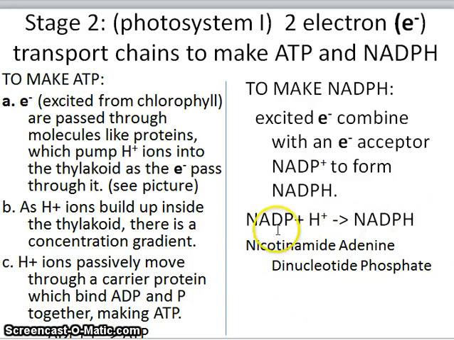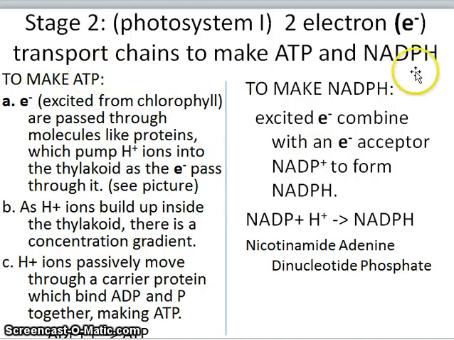Now this is actually the name of NADPH. So it doesn't matter what that name is, but I just put it up there for you. It's nicotinamide adenine dinucleotide phosphate. But you do not have to know that. It's just a really cool thing to say. So here's what you need to know.